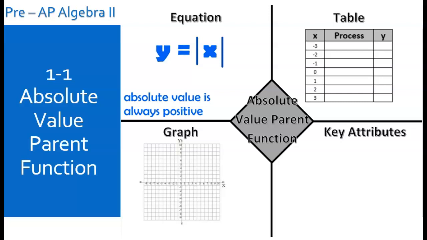So the absolute value parent function is y equals the absolute value of x. Meaning, if I take the absolute value of a number like -2, the number that I get out of it is +2. Its distance from 0 is +2, and together that will make an ordered pair. So my x value was -2, and its corresponding y value was +2.